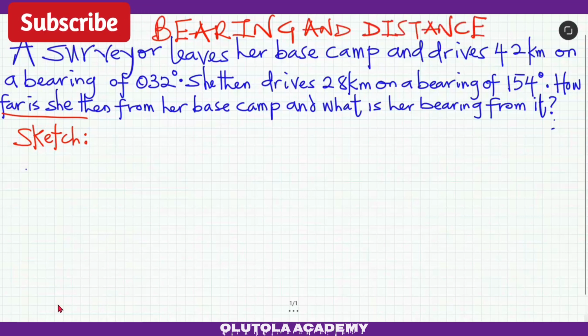So the question goes: a surveyor leaves her base camp and drives 42 kilometers on a bearing of 032 degrees. She then drives 28 kilometers on a bearing of 154 degrees. How far is she then from her base camp, and what is her bearing from it? So this is a two-in-one question. First, it says how far is she, so that's distance. Then the second is what is her bearing from it.